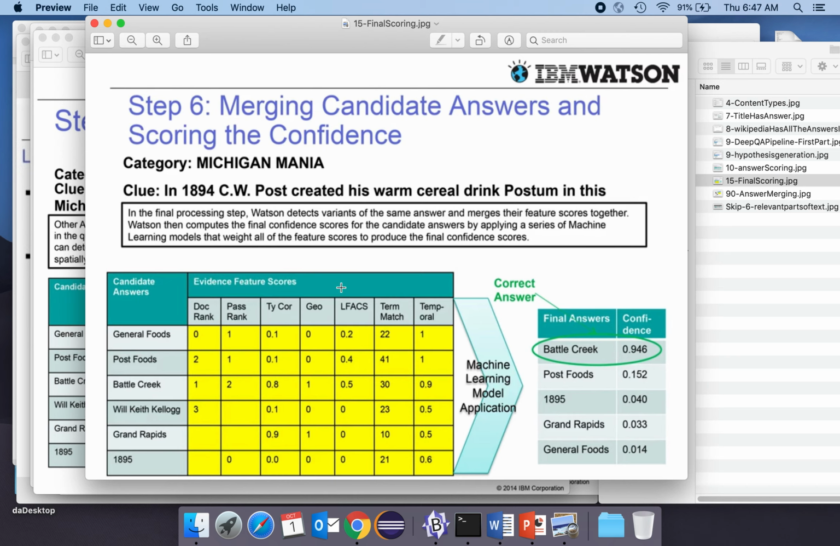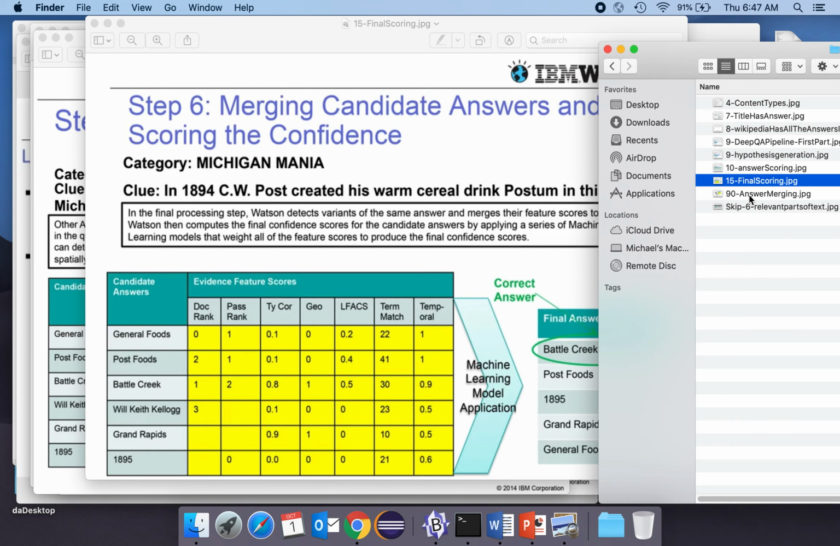So what they do then is they run all this data through their logistic regression trained machine learning model, and it determines, based on all these confidences, that Battle Creek is it. So notice that Battle Creek has a very high confidence, much, much higher than all the other ones. So what they would say is that the answer is Battle Creek.